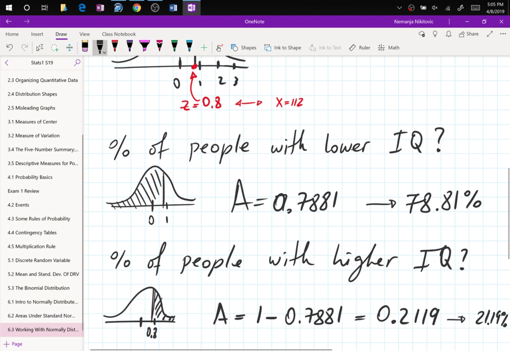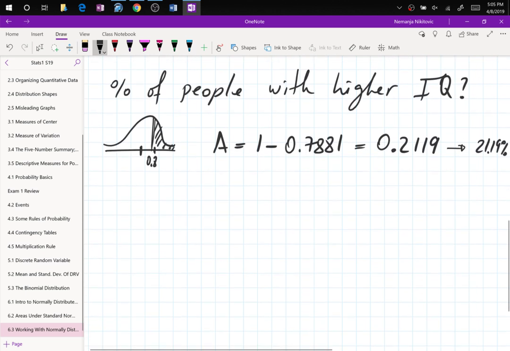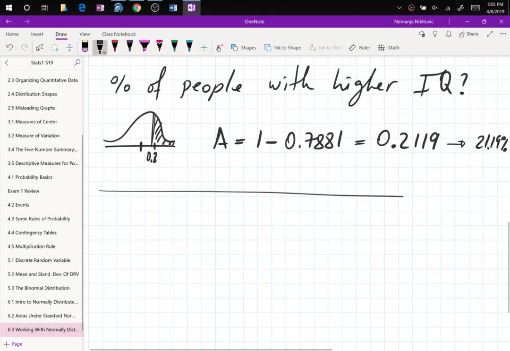So let's take a look at the word problem for the homework. We have 10 minutes, so we're good.